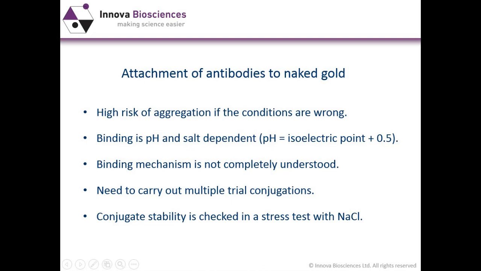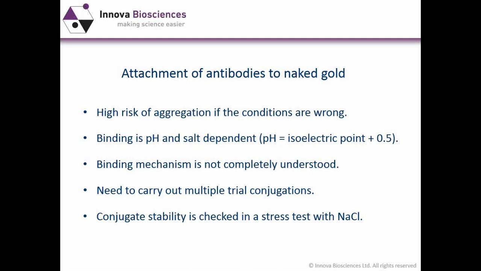Now there's a high risk of aggregation with this approach if the conditions are not quite right. The binding of the antibody is pH and salt dependent, and it's often said that the best pH is equivalent to the isoelectric point of the antibody plus 0.5. So for example, if the isoelectric point is 8, you should perhaps do the binding at 8.5. Now usually you don't know the isoelectric point, and in practice the way that conjugations are carried out is to use a range of pHs, and I'll give you an example of that on the next slide. The binding mechanism is not completely understood.